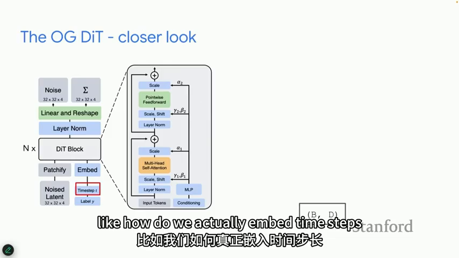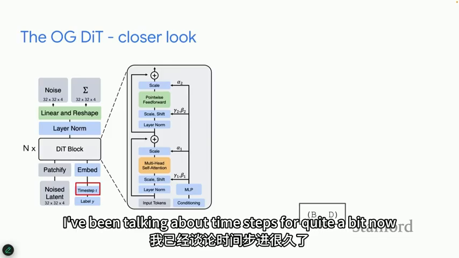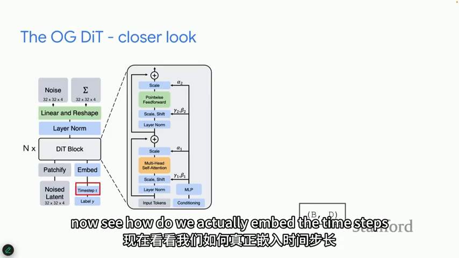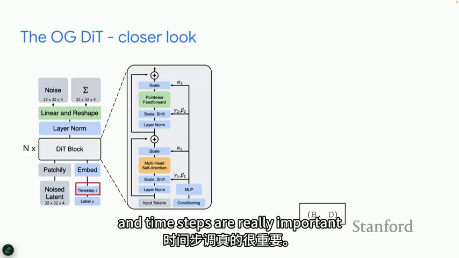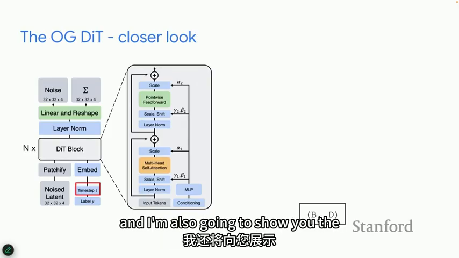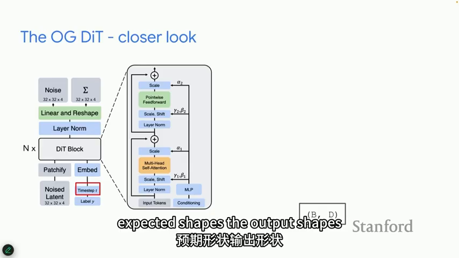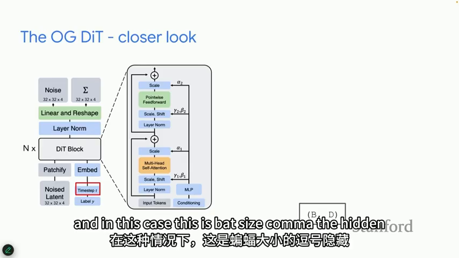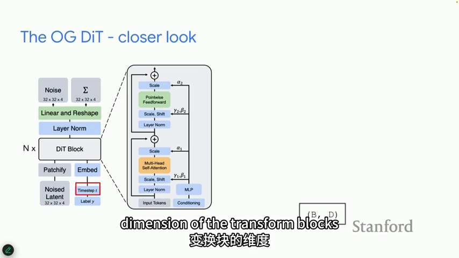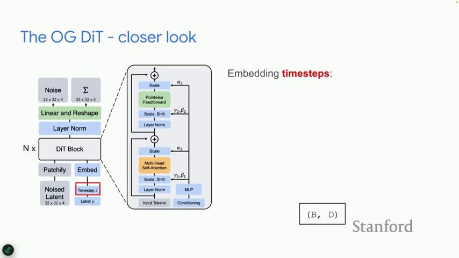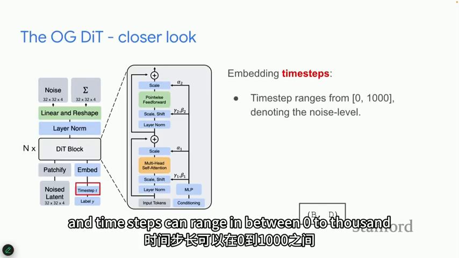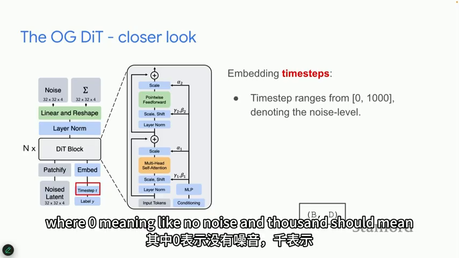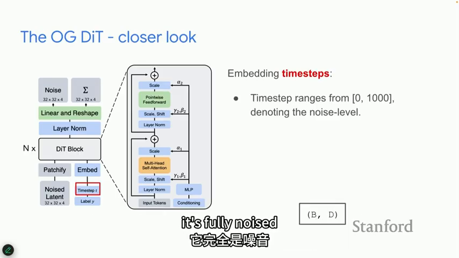Like, how do we actually embed time steps? I've been talking about time steps for quite a bit now, but let's now see how we actually embed the time steps. And time steps are really important. And I'm also gonna show you the expected output shapes. In this case, this is batch size, comma, the hidden dimension of the transformer blocks that you are expecting. So how do we embed time steps? Time steps can range between 0 to 1000, where 0 means no noise and 1000 means it's fully noised.